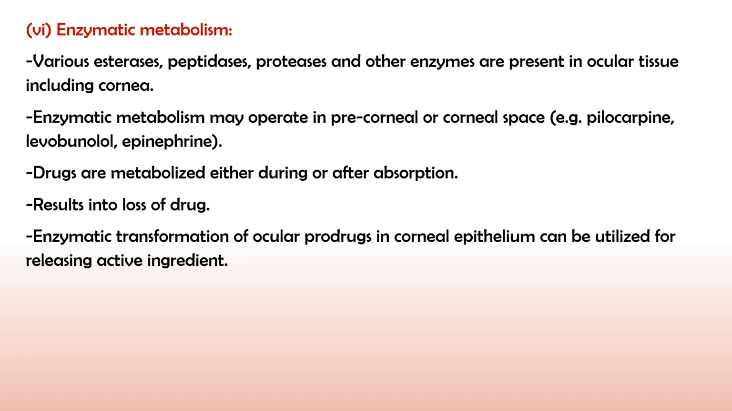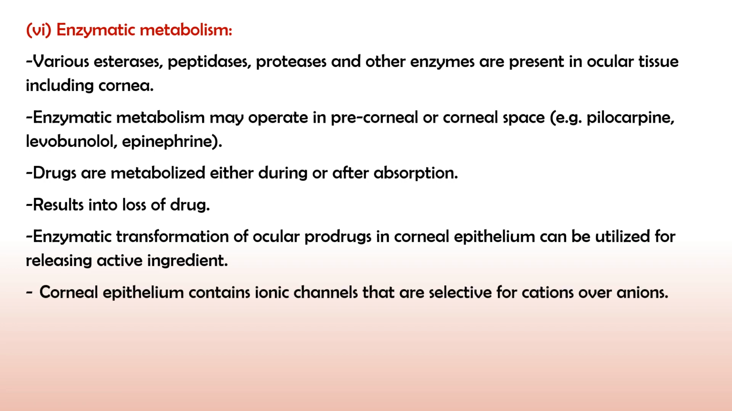So enzymatic transformation of an ocular product in corneal epithelium can be utilized for releasing the active ingredient. We can instill a product into our eye, and because of its metabolism, it will get converted into the active compound, and this active compound will be absorbed, then it will be available. Corneal epithelium contains ionic channels that are selective for cations over anions. Now how can we overcome this? We can use the injection pathway.